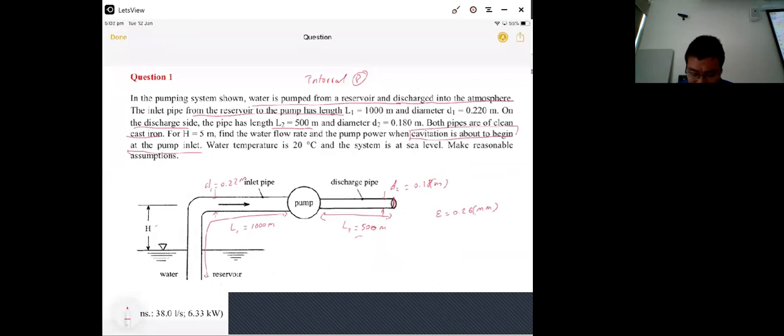S is 5 meter. Find the water flow rate and pump power when the cavitation is about to begin at the pump inlet. Water temperature is 20 Celsius and the system is at sea level. This one is what we did yesterday.